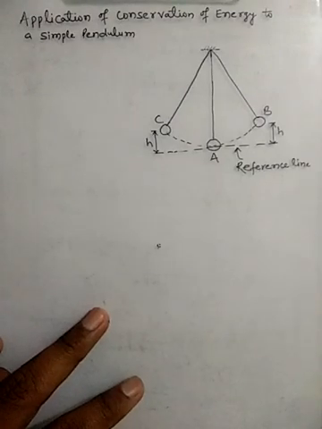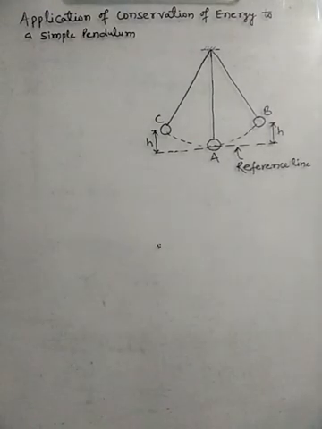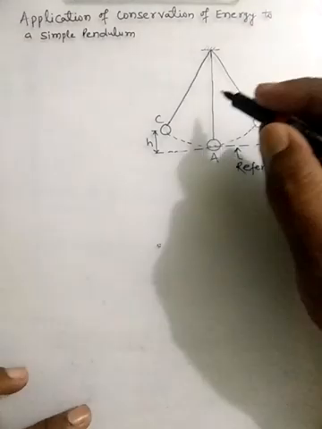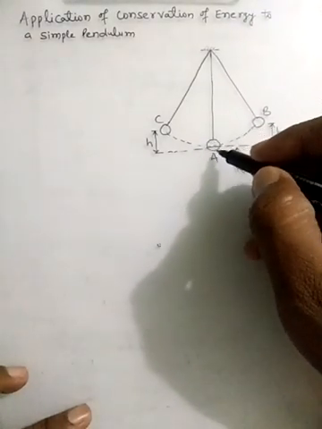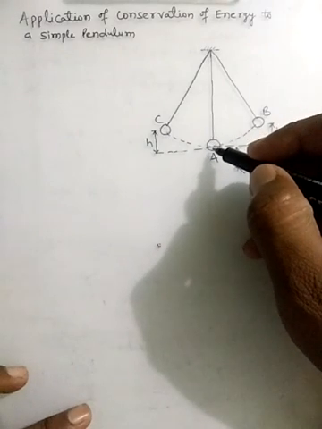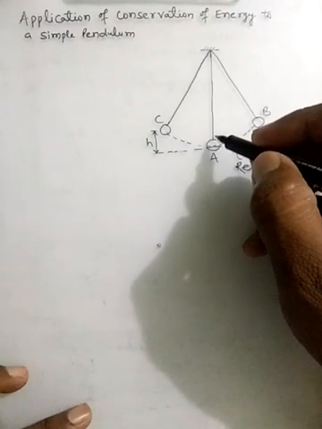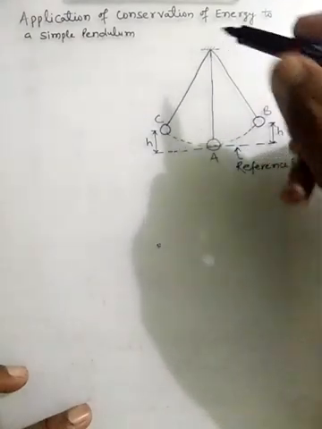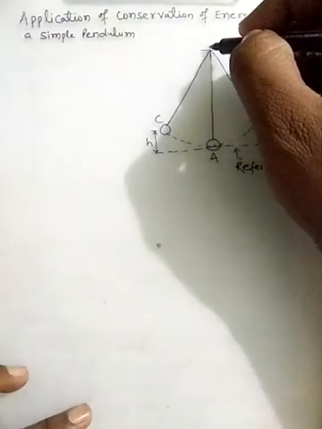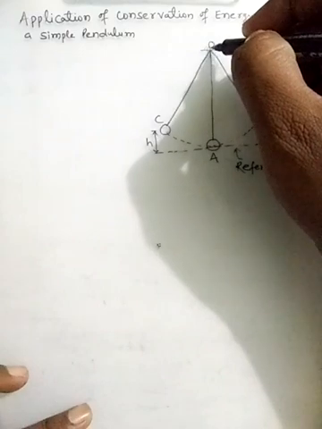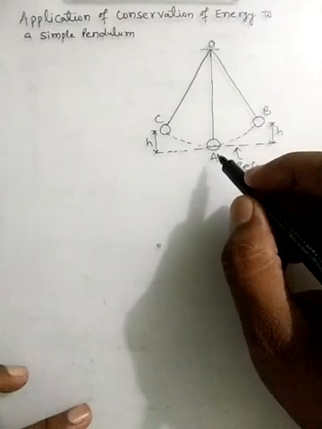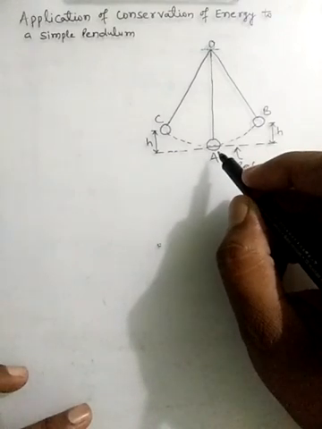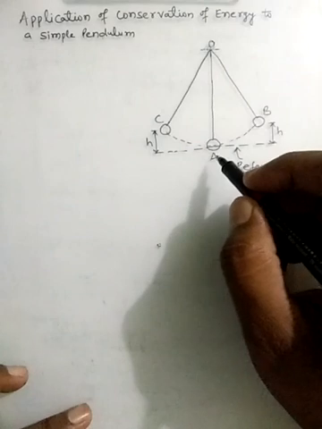Today we will discuss the application of conservation of energy to a simple pendulum. Here is a diagram of a simple pendulum, in which this is the bob of mass m, which is attached to a string through a point O. Initially, the bob is at rest at the point A.